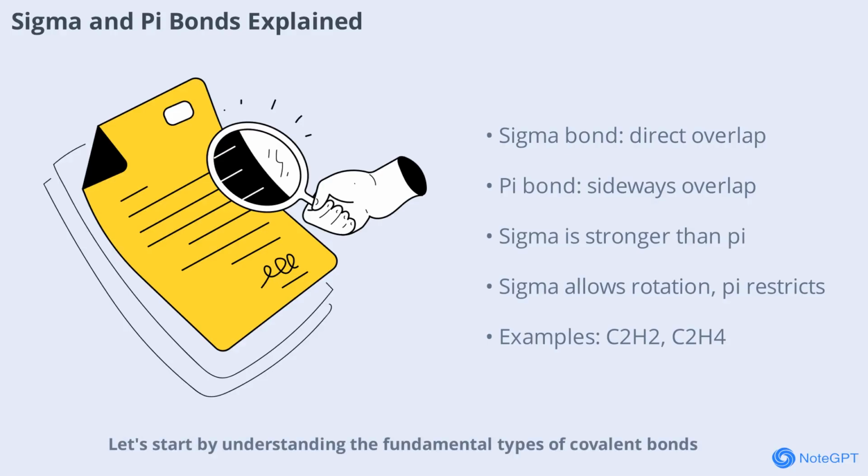Start by understanding the fundamental types of covalent bonds, sigma and pi bonds. A sigma bond forms when atomic orbitals overlap directly along the axis connecting two nuclei. This can happen with s-s, s-p, or p-p orbital overlaps, making sigma bonds the strongest type of covalent bond. For example, in molecules like C2H2 and C2H4, sigma bonds are responsible for holding the atoms together along the main axis.